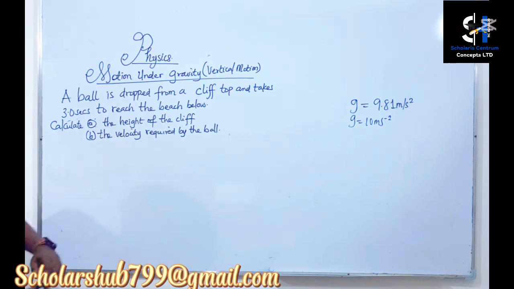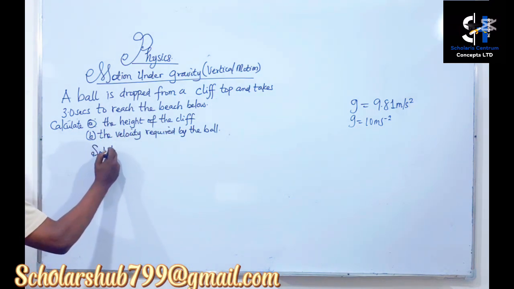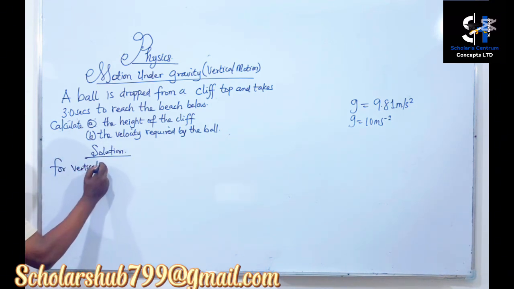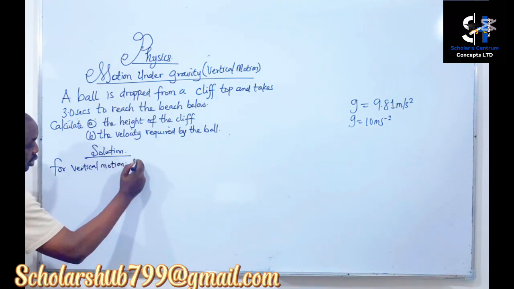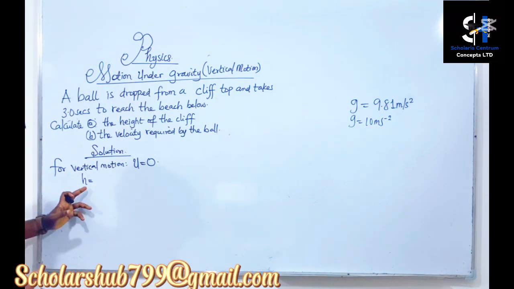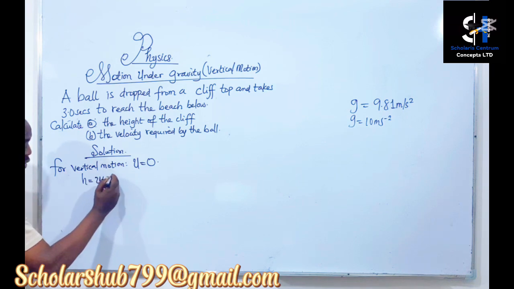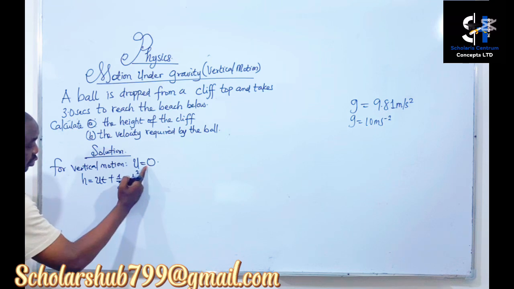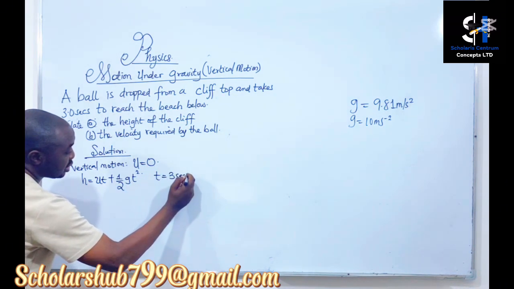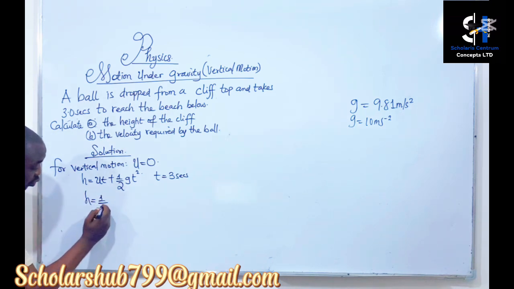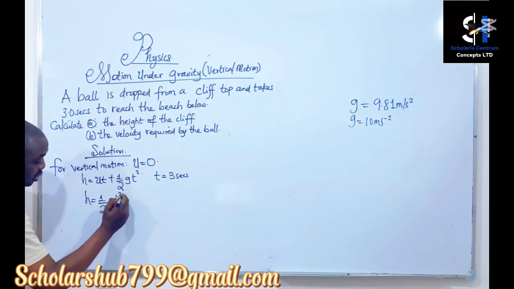We're asked to calculate the height of the cliff. Now we know that for vertical motion, the value of u is equal to 0. And if we use one of the equations of kinematics, the one for height, which is h equals ut plus 1/2 gt squared, and u is equal to 0 when the time is 3 seconds, then the formula for h that we're going to use in this case will be h equals 1/2 gt squared.